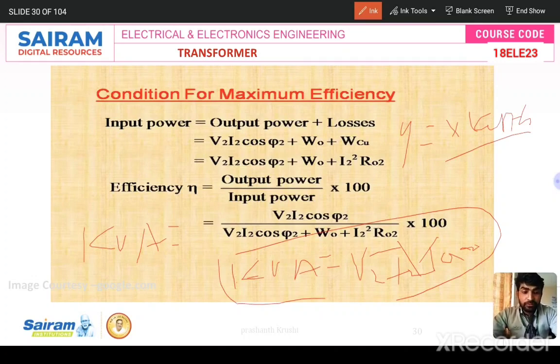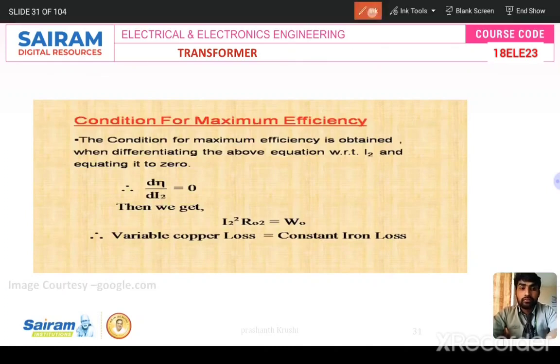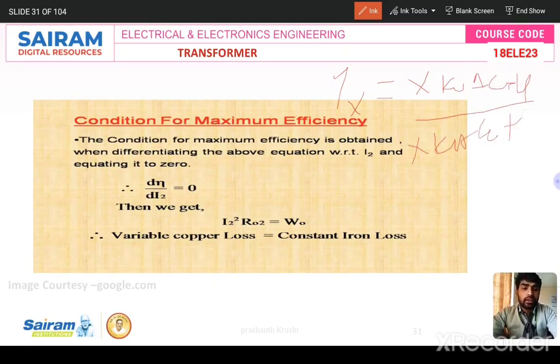And don't confuse, this is for X load. I'll just write for efficiency at X load: x into kVA into cos phi divided by x into kVA into cos phi plus iron loss plus copper loss. That is the formula for solving the problem with X load. They will give the problem like this: calculate for half load, full load, and 3/4 of load, quarter load, or 125% of load. They used to mention. Just keep it in your mind while solving the problem.